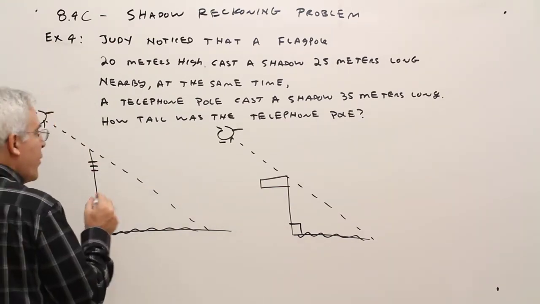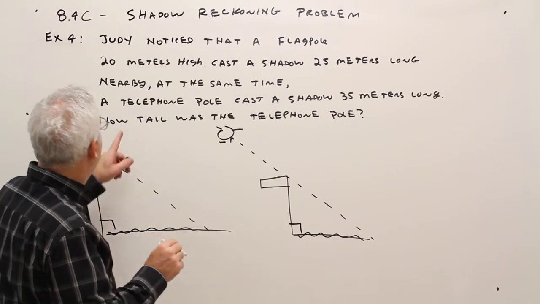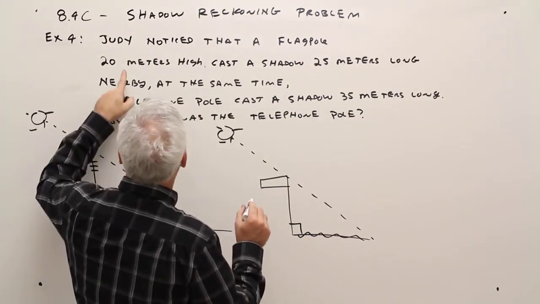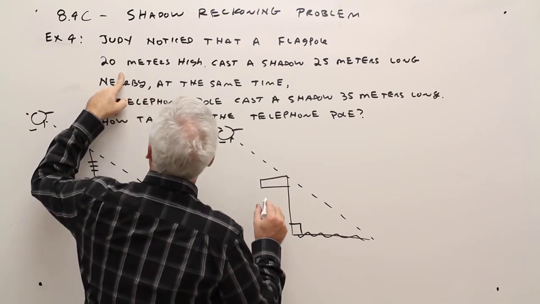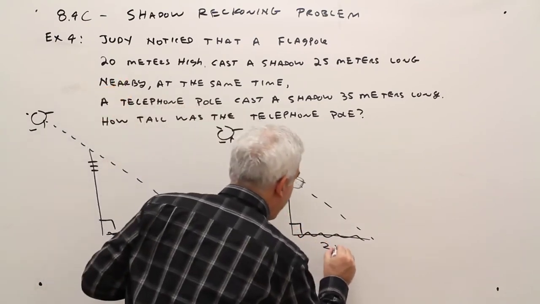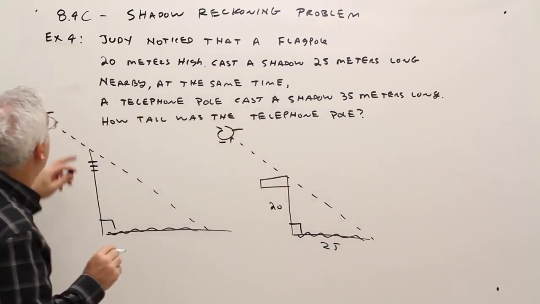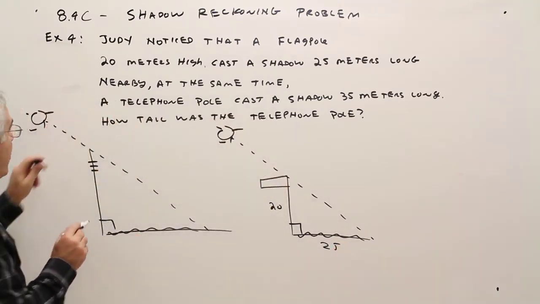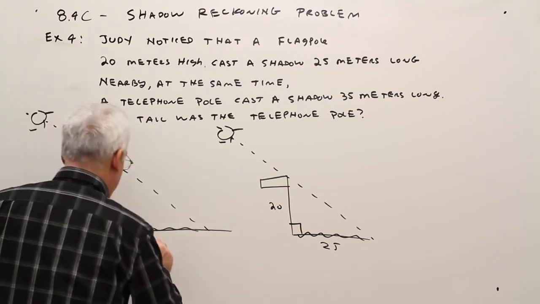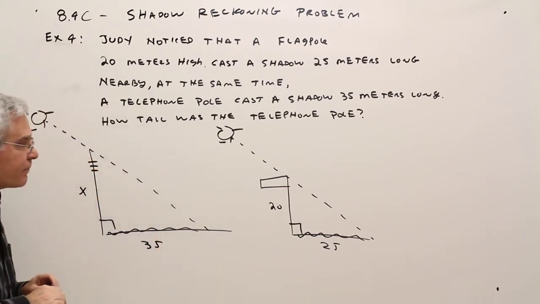Okay, so let's put down what I know. The flagpole was 20 meters high, and 25 meters was the shadow. The telephone pole, we don't know how high it was. I'll call that X. And its shadow was 35.